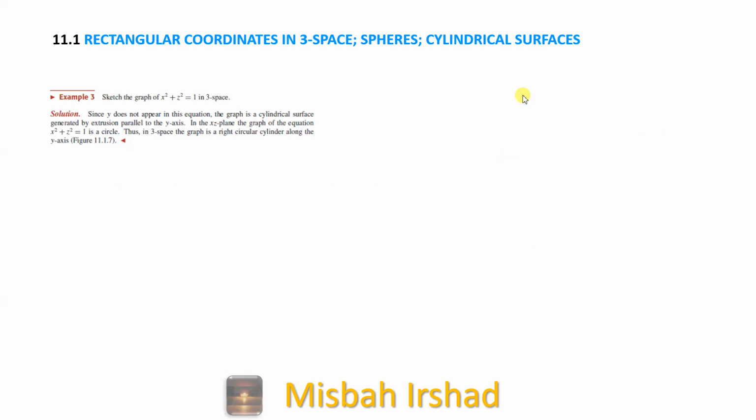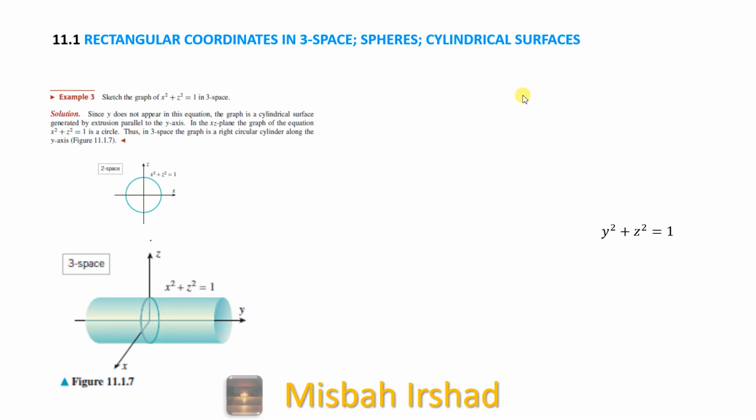Similarly, we have another equation, x square plus z square is equal to 1. And just notice the pattern. We'll discuss it at the end of all the examples. We need to visualize this in 3 space. So first of all, draw a circle in the xz plane and then give height to the circle, or draw parallel circles in the y direction to have this cylinder. This is a circular cylinder because its base is a circle.